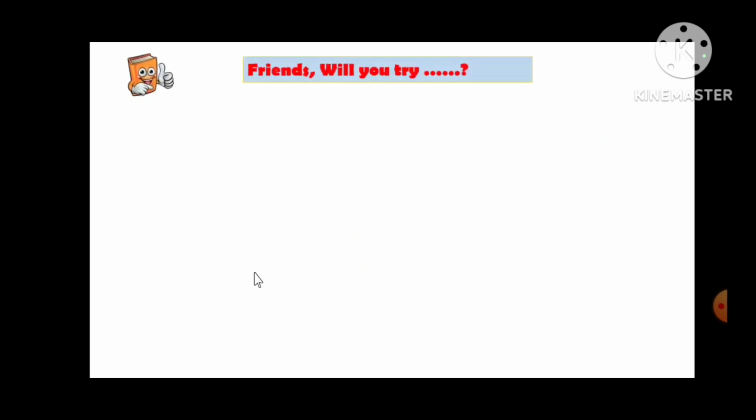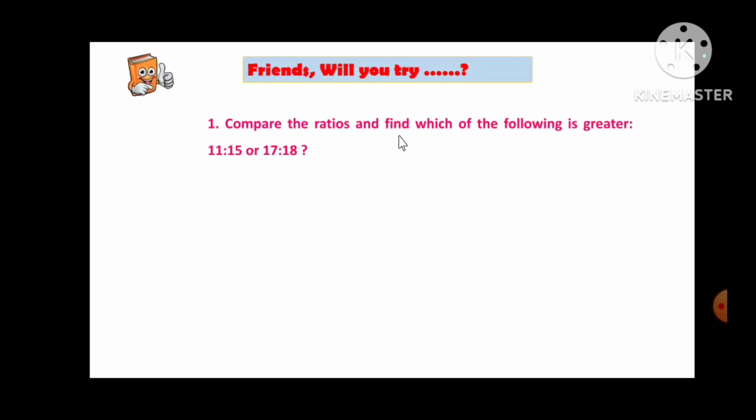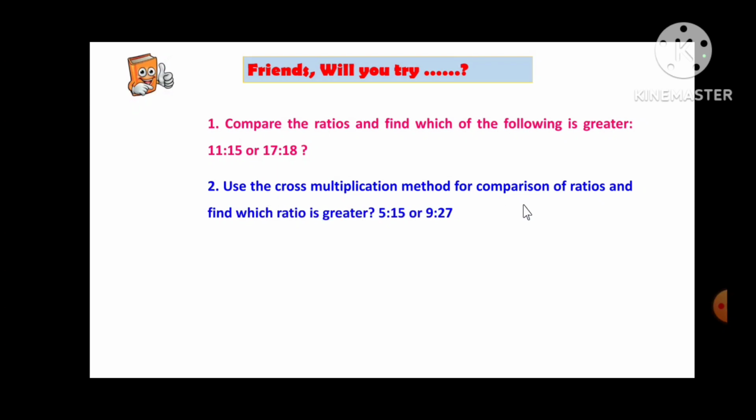Friends, will you try these? Number 1, compare the ratios and find which of the following is greater, 11 as to 15 or 17 as to 18. Next, use the cross multiplication method for the comparison of ratios and find which ratio is greater, 5 as to 15 or 9 as to 27.